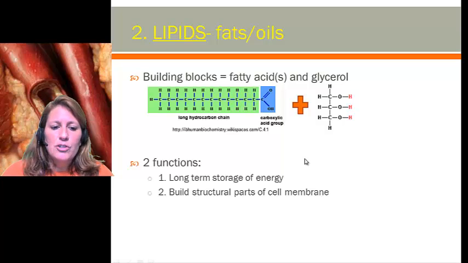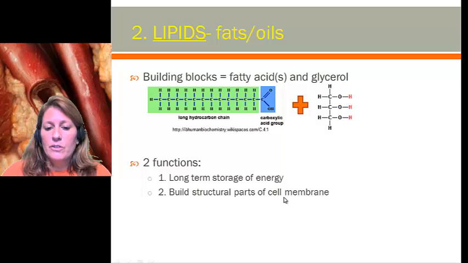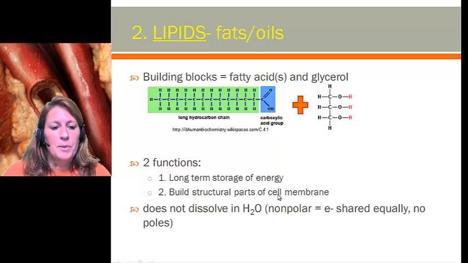A lipid has 2 primary functions. One is to store energy, and the other, which is really important, is to help build the structural parts of a cell membrane. Your body is made up of millions of cells, and if those start to break down, then you're going to have some major problems, so to speak.